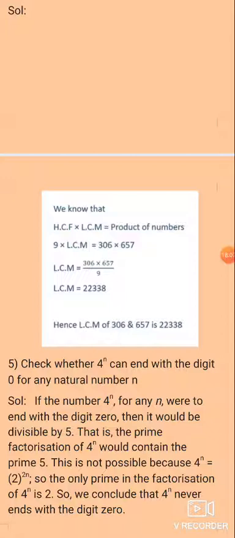Once more listen, we need to check whether 4 raised to n ends with the digit 0. So if 4 raised to n ends with the digit 0, it would be divisible by 5. But the prime factorization of 4 raised to n contains only the prime factor 2. So we can conclude that 4 raised to n never ends with the digit 0.